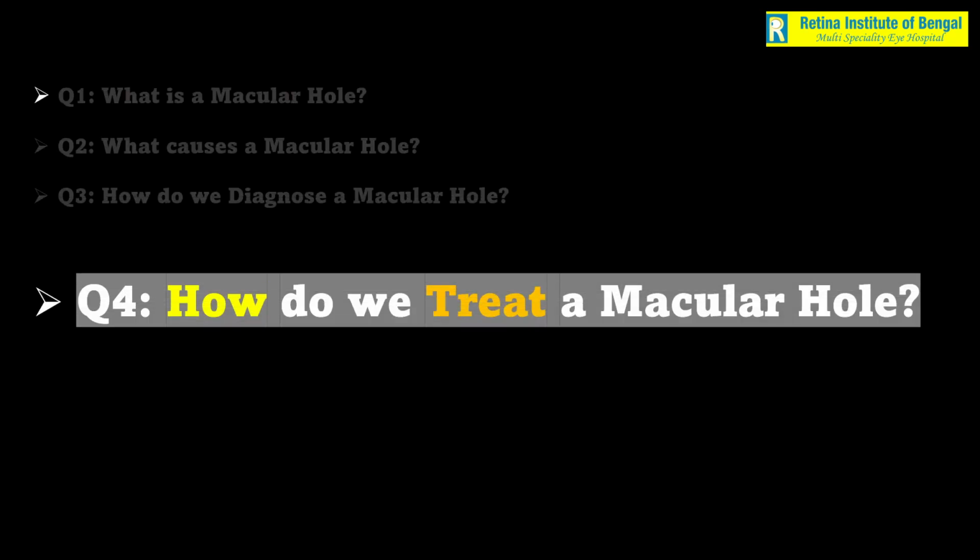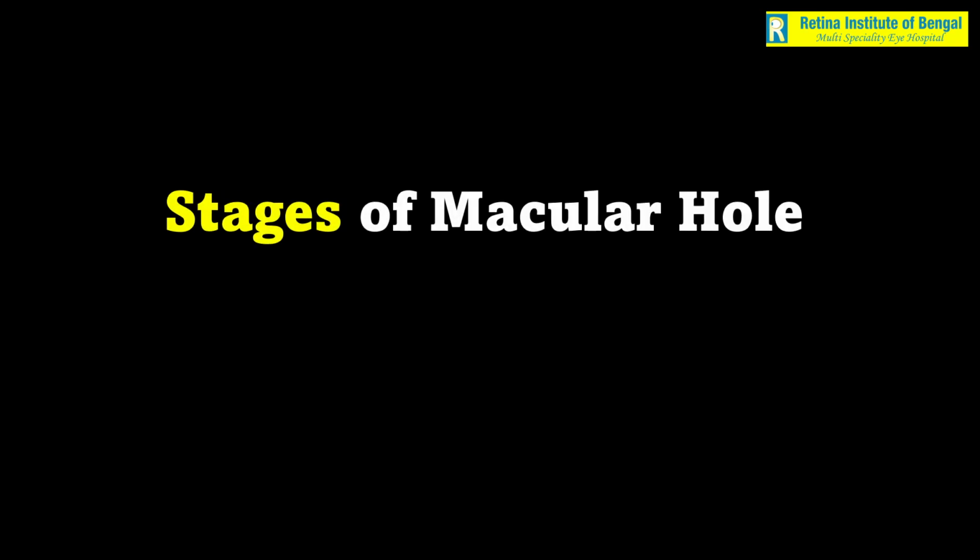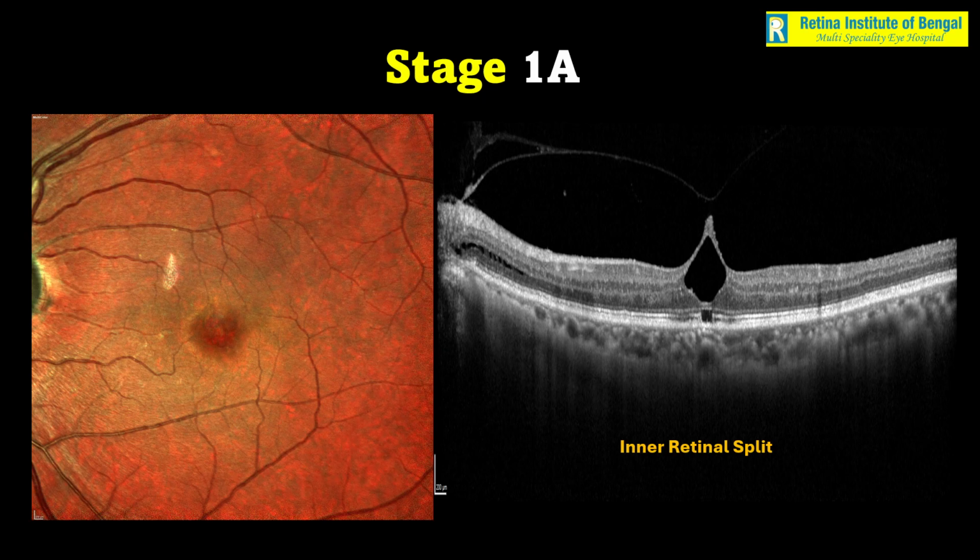So the next question, how do we treat a macular hole? The treatment for a macular hole is based on the stage of the macular hole. So let's quickly review the stages of a macular hole. The first stage of a macular hole is when there is an inner retinal split like this. This occurs because of anomalous vitrofoveal traction. So this is vitreous and it is pulling on the fovea, which is the center of the macula. And because of this tangential horizontal pull, it can cause such splitting inside the retina. That is what we call stage 1A macular hole.